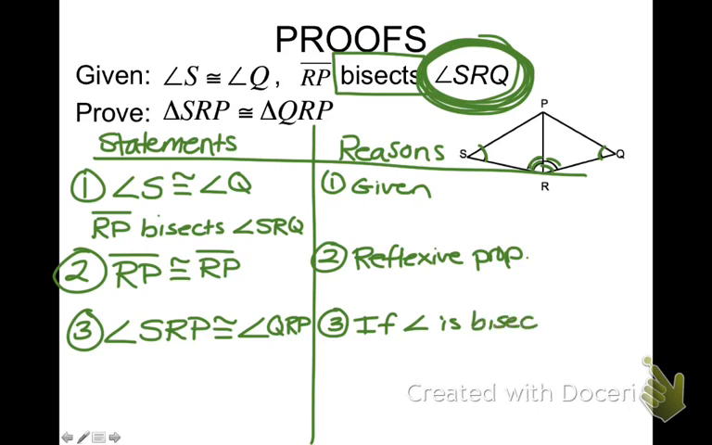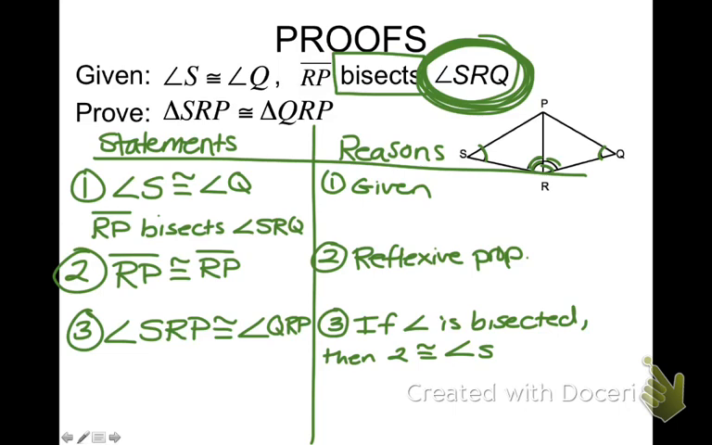Angle is bisected, then two congruent angles. You should have something like that on your blue sheet of paper, even if it's as simple as if angle bisected, then two congruent angles, or if angle bisector, then two congruent angles. All right, so now do you have three things?